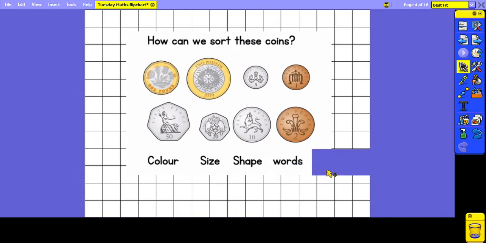And finally, we could sort them by the words that they have on them. So as you can see, the coins have their values written on them in words. So here we've got 1 penny, 2 pence, 5 pence, 10 pence, 20 pence, 50 pence, £1 and £2. So we could perhaps put the pennies and the pence together in a group, and then the pounds in their own group.